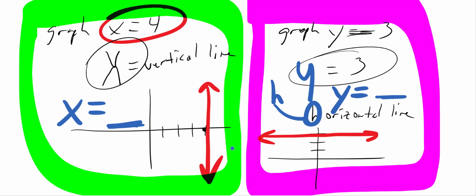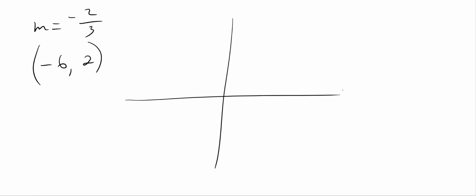Okay, so just real quickly, to recap everything here, math fans, if I said the slope was negative 2/3 and it goes to the point negative 6, 2, graph it. Negative 1, 2, 3, 4, 5, 6. Negative 6, 2. And my slope is negative 2/3. So from that point I go down 2, 1, 2, and then over 3, 1, 2, 3. Okay? So that's my graph.